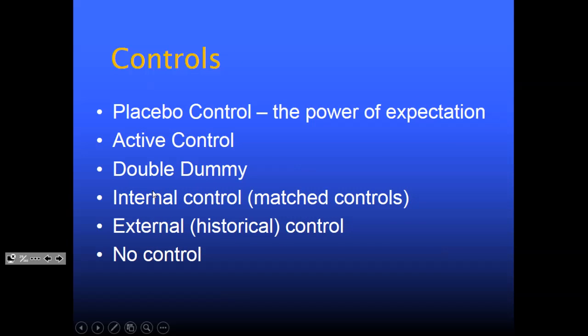So when you look at controls, typically placebo control is the optimal control in a study because it controls for that placebo response, which is typically about 30-40%.